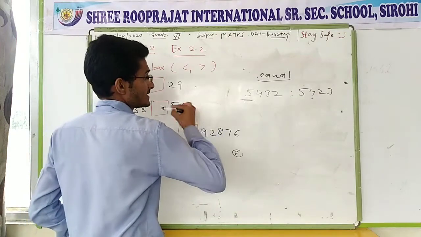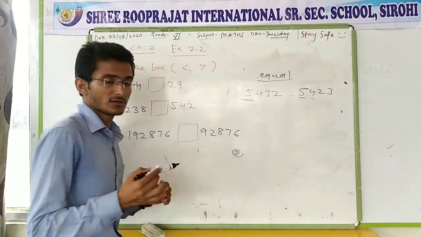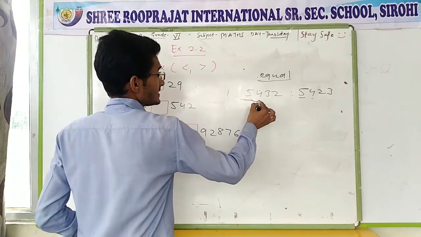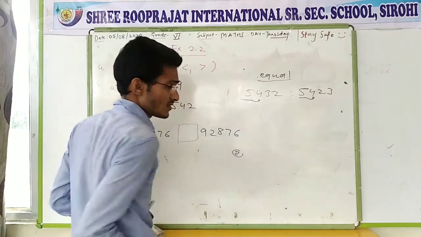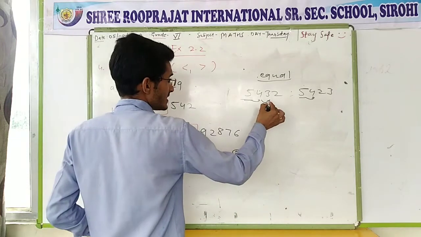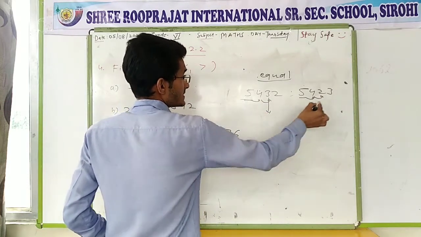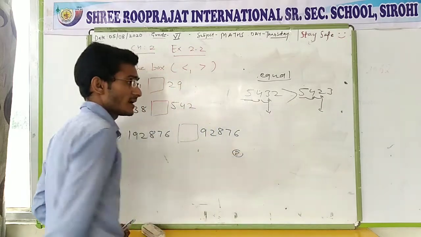The first digit from the left side is 5 and 5. In the place of 1000, both are 5, so you cannot decide. Then you have to move to the next digit. It is a 4 and a 4. Again, you cannot decide, so you move to the next digit. It is 3 here and 2 here. So as you know, 3 is greater than 2. So this will be greater.